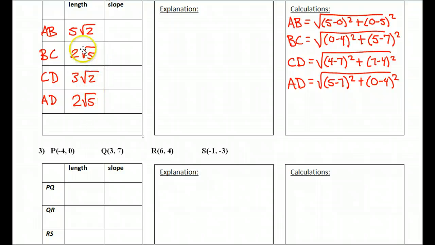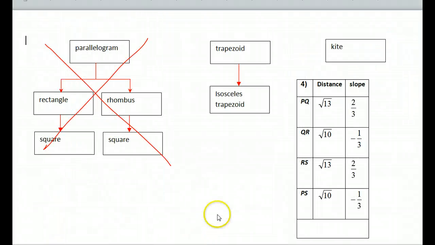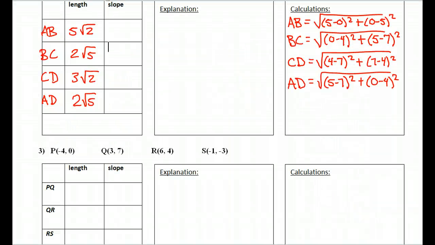No. First of all, we only have one pair of congruent sides, and those are not even consecutive. They're opposite sides. They're not even right next to each other. So there's no way this could be a kite. Okay? So if we cross kite off the list, that means this has to be a trapezoid. The only question is, is it isosceles? And that's what we'll have to figure out. Okay, but we know right now that this is some sort of a trapezoid.